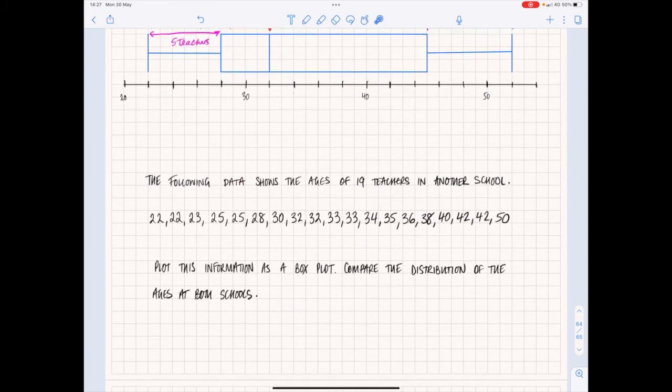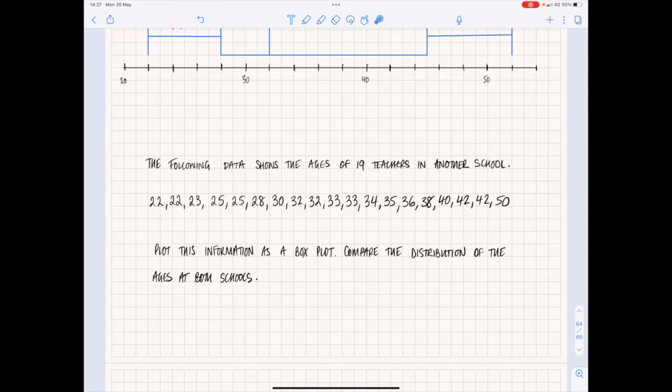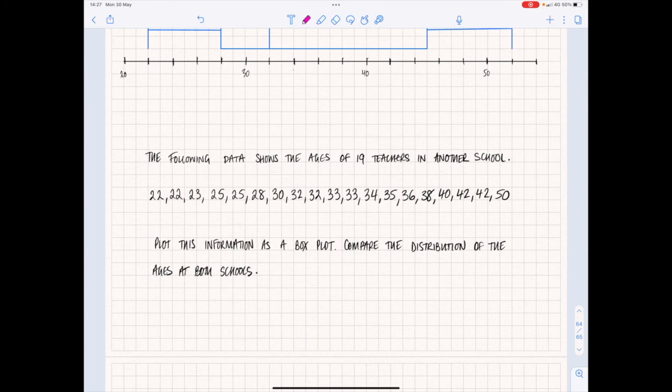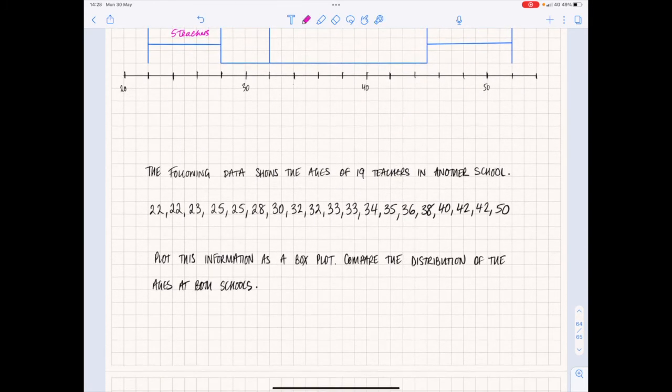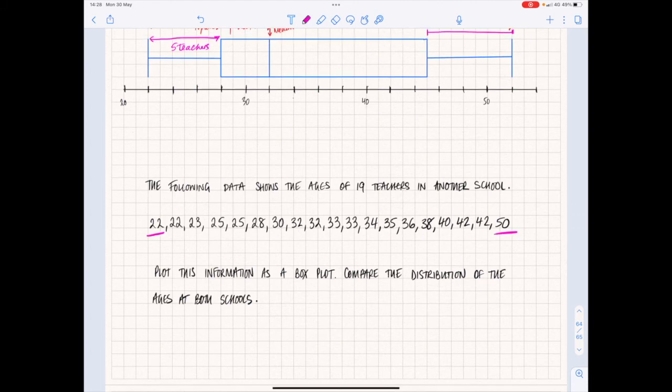So what happens now if you're being asked to plot a box plot that you're not given the data in a table like this, but you're given the raw data? So let's look at this. Now, the lowest value and the highest value are easy to plot. So we can go to 22, and I can plot my line there at 22, and I can plot my line there at 50. That's pretty simple. Now what you need to do is you need to find the median, we need to find the lower quartile, and we need to find the upper quartile.